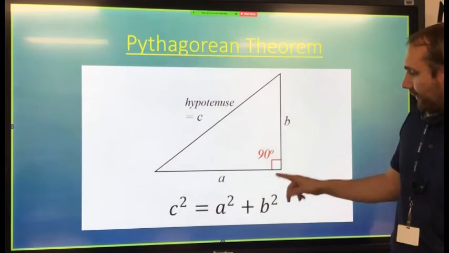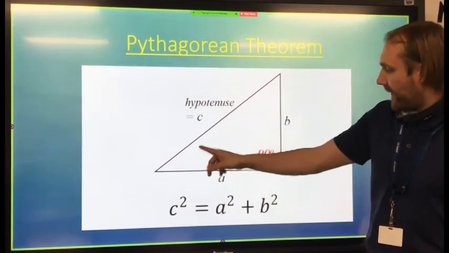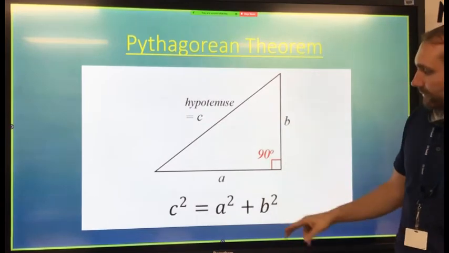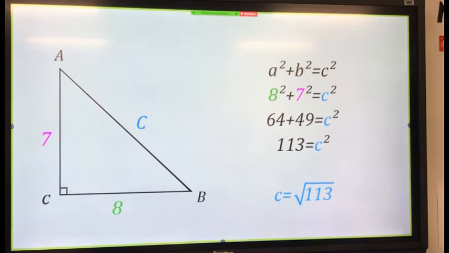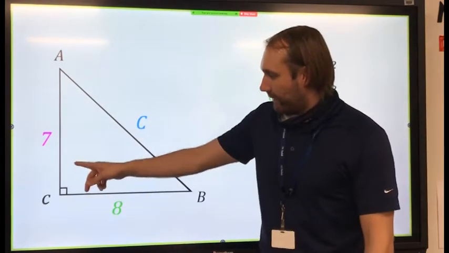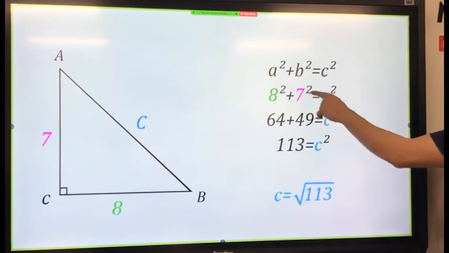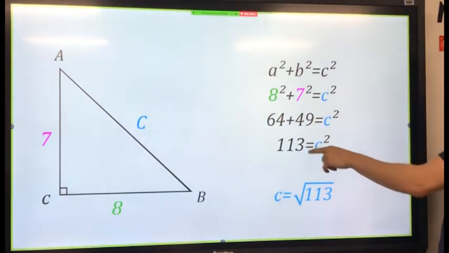So yes, the Pythagorean Theorem is a squared plus b squared. The other sides equal the hypotenuse, which is the side opposite the right angle. Now looking at some Algebra 1, how we find our hypotenuse is that we take our two sides and square them. So a squared plus 7 squared. Take the sum of those two numbers. So I get 113 equals c squared.